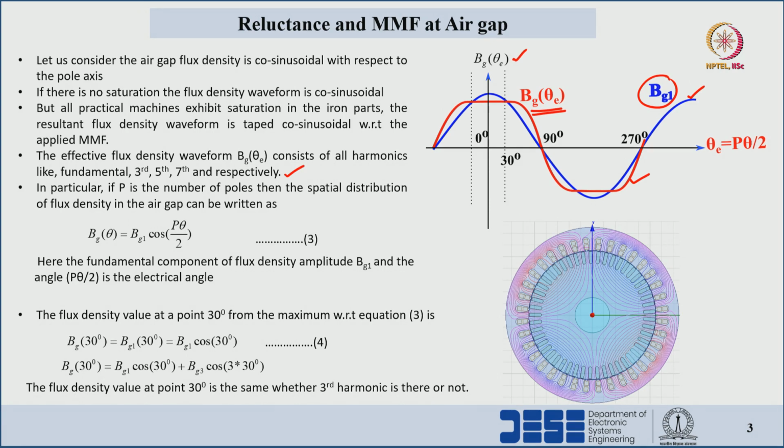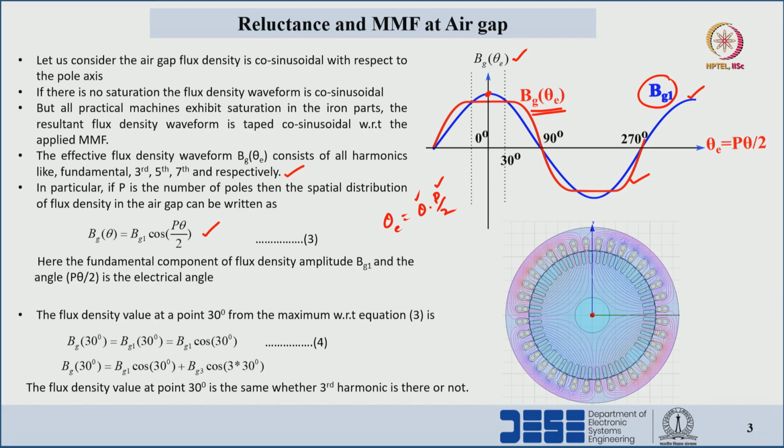For P number of poles, with respect to the spatial distribution, we can write the flux density equation as B equals Bg1 into cos theta. Here Bg1 is the peak fundamental flux density at the air gap, and P theta by 2 is the electrical angle. Generally, theta electrical is equal to theta into P by 2, as written here. The mechanical angle is theta, and if we multiply it by P by 2, we get the electrical angle.